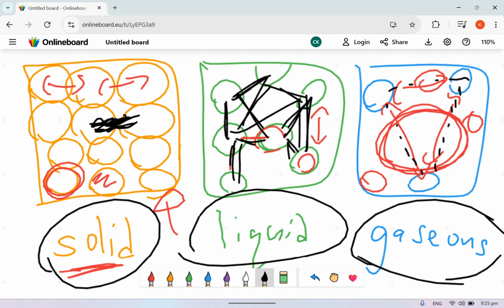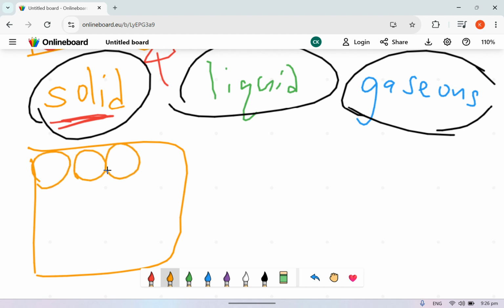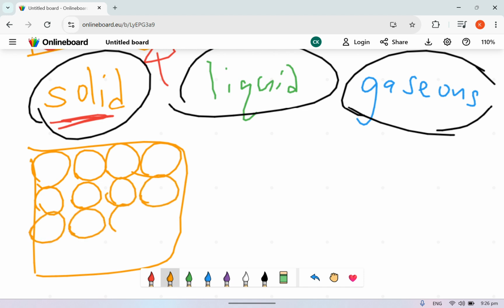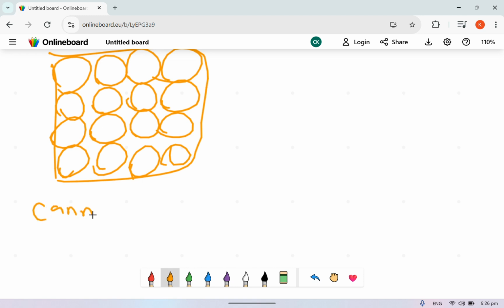Okay, so how is this related to Brownian motion? Not only are they arranged this way, but movement wise that's also something. For solids, you can clearly see that they are neatly packed and they literally cannot move freely. They are all fixed in place. So I'll write it down for you. Cannot move. Fixed in place.